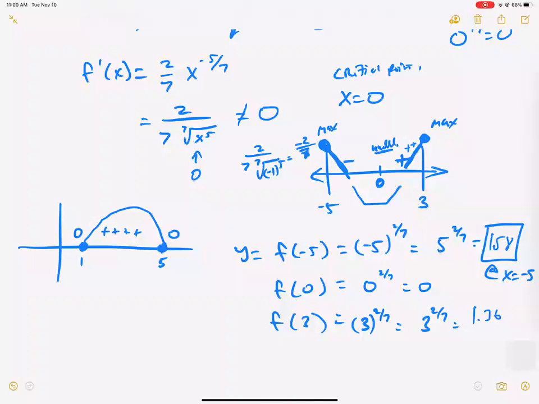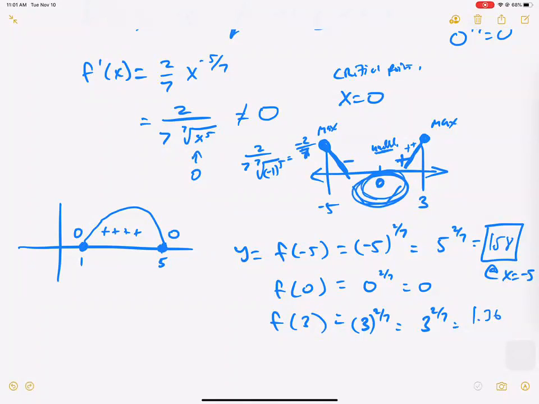How about the absolute minimum for this problem? Well, we said there's only one minimum value, right? We were able to tell that by the slopes at 0. That says 1.36, right? 1.36, yeah, when I plug it into my calculator.